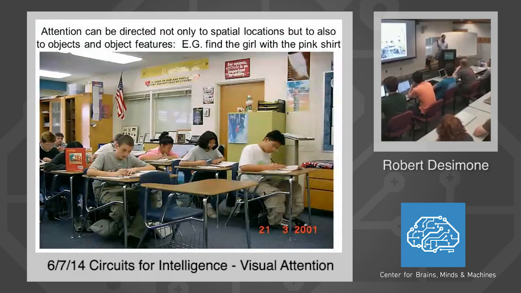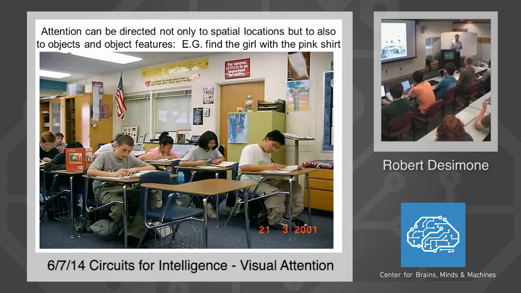Did you scan the scene like a raster in the old CRT displays, and eventually it hit a girl in a pink shirt? No? Yes? You did that? And for the frontal eye fields, if you tell a monkey to attend to one spot in the frontal eye field so it becomes active at that one spot, how difficult can that be for a brain, right?